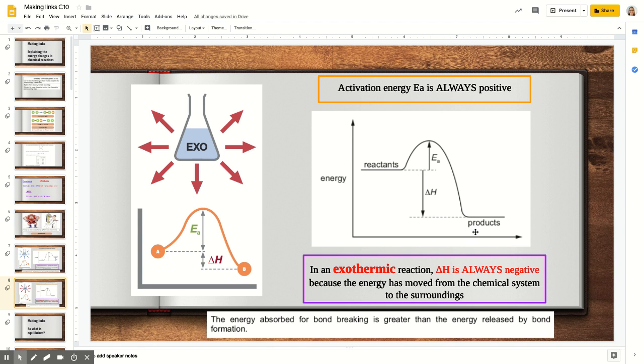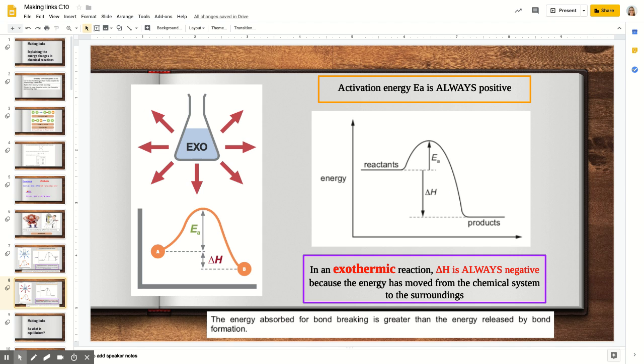It's a really quick self-check. When you first look at an energy level diagram, you should be able to tell instantaneously whether it is an exo or an endothermic reaction. Because the products are lower than the reactants, then this delta H is negative because the delta H talks about the change in energy of the chemical system. If the chemical system has lost energy, then it must have given that energy out to the surroundings.